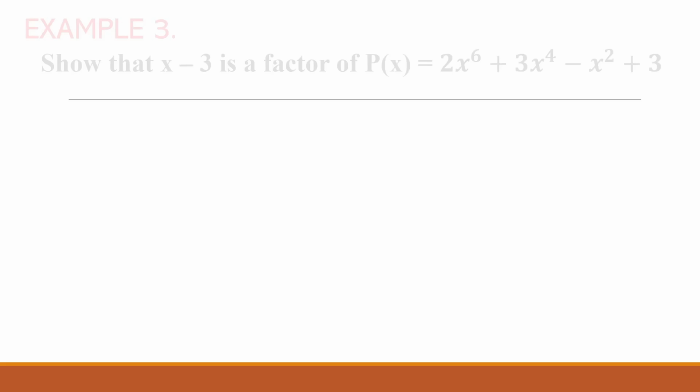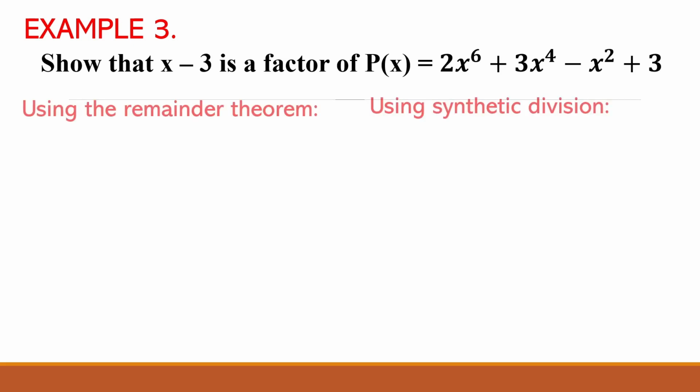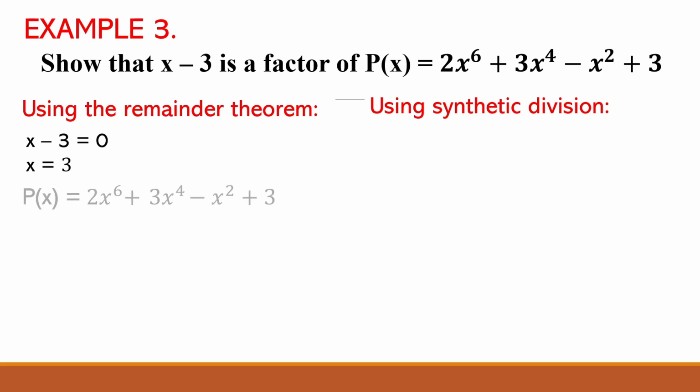So let's have another example. So show that x minus 3 is a factor of p of x is equal to 2x raised to 6 plus 3x raised to 4 minus x squared plus 3. So let us use again the remainder theorem and check using the synthetic division. So x minus 3 is equal to 0, so therefore our x is equal to 3. So you copy the given p of x is equal to 2x raised to 6 plus 3x raised to 4 minus x squared plus 3. Then substitute the value of x. Substitute natin yung 3 sa lahat ng x.